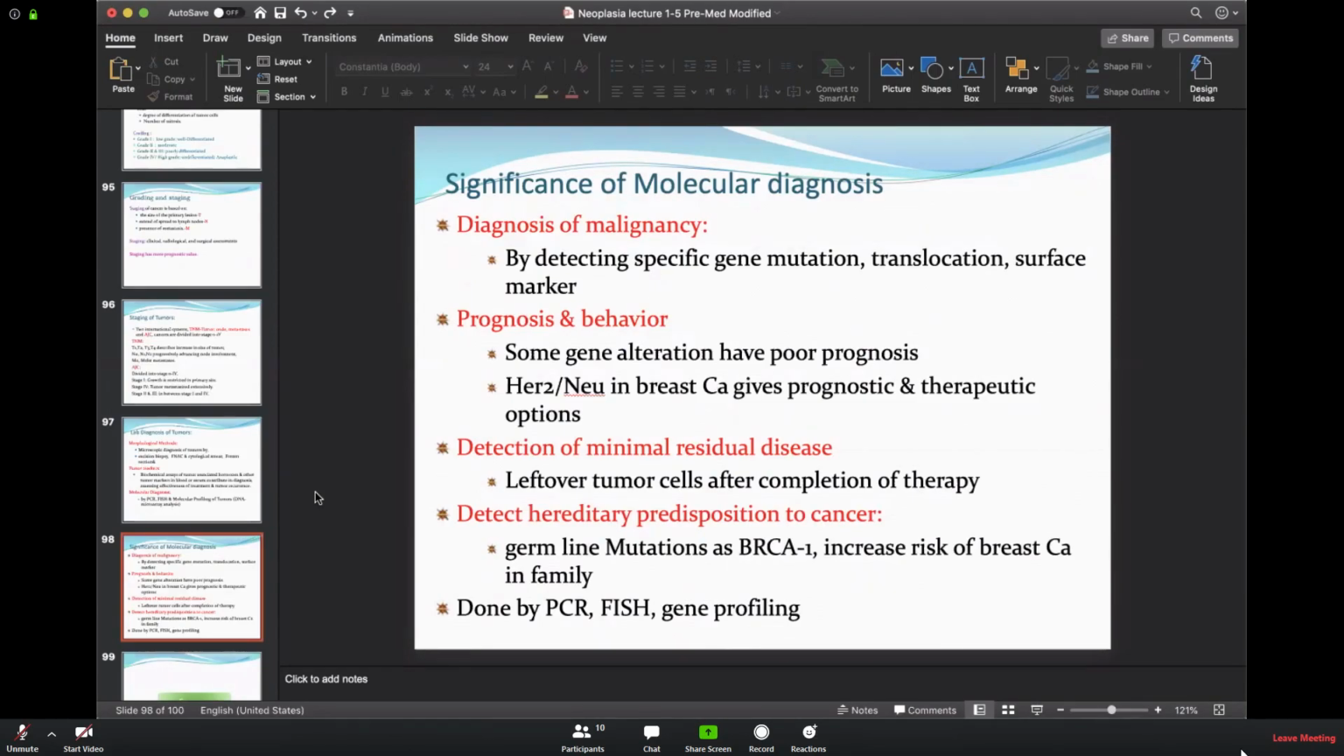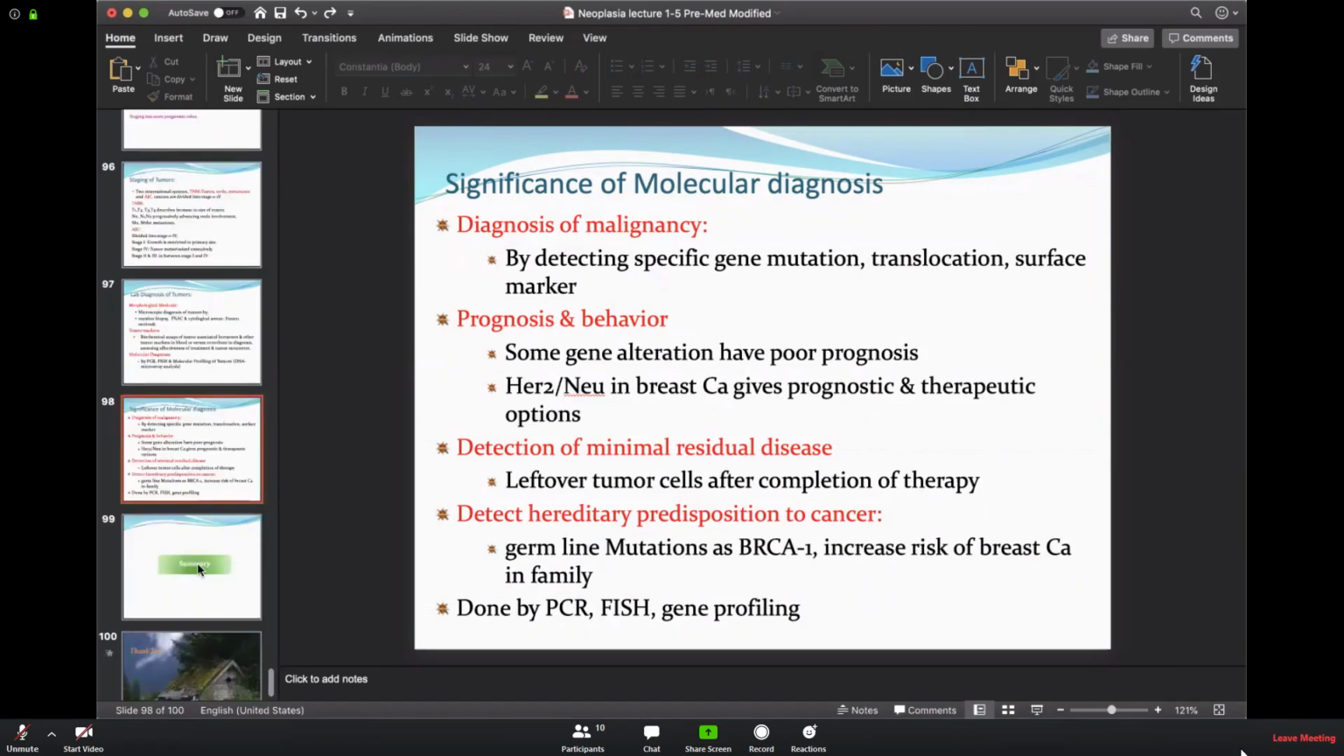So what are the methods we use for molecular diagnostics? We use PCR, which stands for polymerase chain reaction. We use FISH, which is fluorescent in situ hybridization, and we use genetic profiling. And so that's it. Thank you very much.